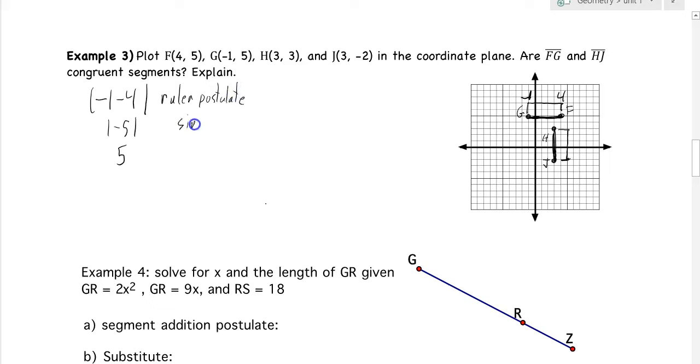And then we simplified. Now let's do the same thing in the y direction. In the y direction, we go from H, which starts at 3, to J, which is down at -2. So we have the ruler postulate, 3 minus -2, which is 3 plus 2. The absolute value of positive 5 is still 5. So ruler postulate, usually we can abbreviate postulate to post. And we simplified.